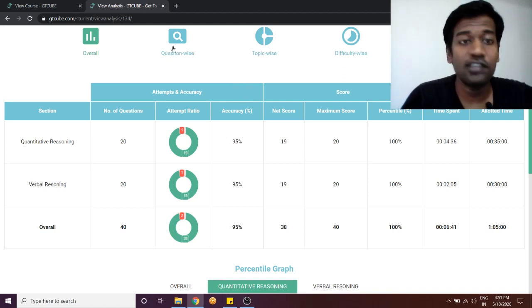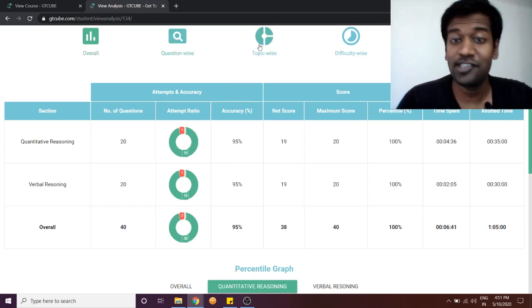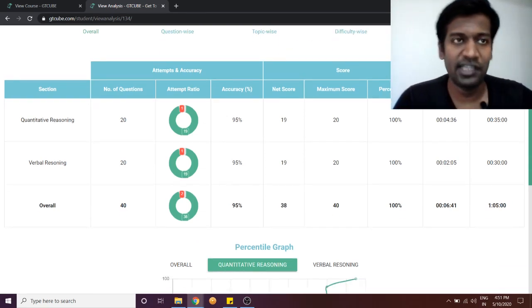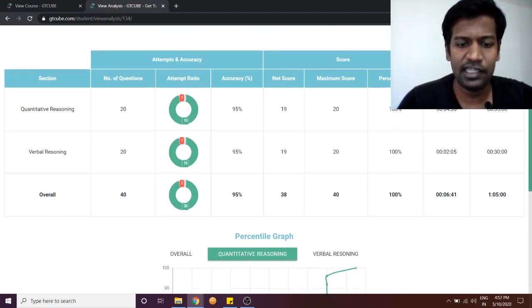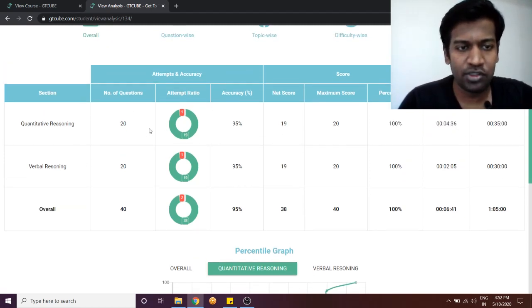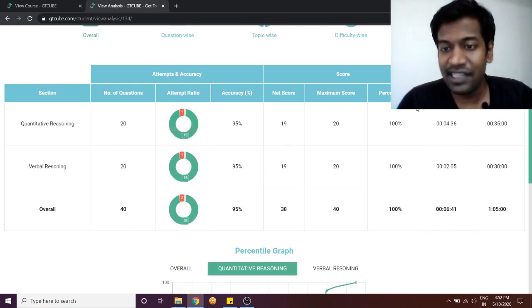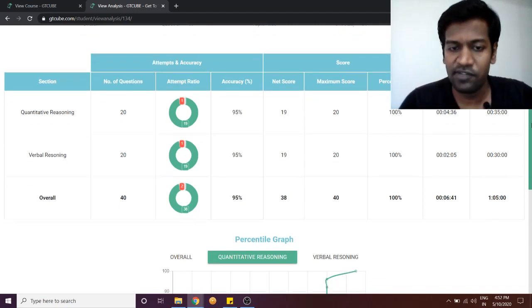So if you take a mock test, the analysis would be in such depth that you will see overall analysis, question wise, topic wise, difficulty wise and time wise. There's a lot you can learn from this analysis when you take mock tests. Full length mock tests are where you should technically use this analysis. For each section, it shows your number of attempts, the ratio, your accuracy, your score, and percentile, which is basically a comparison against the rest of the candidates who appeared for this mock test.